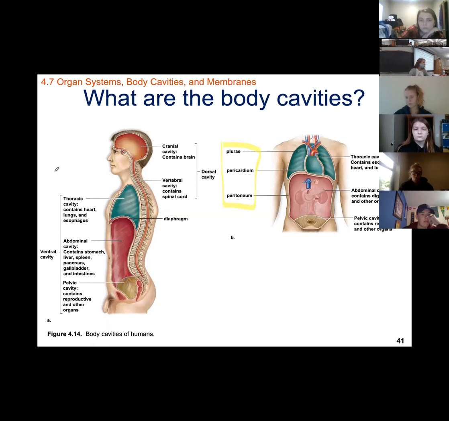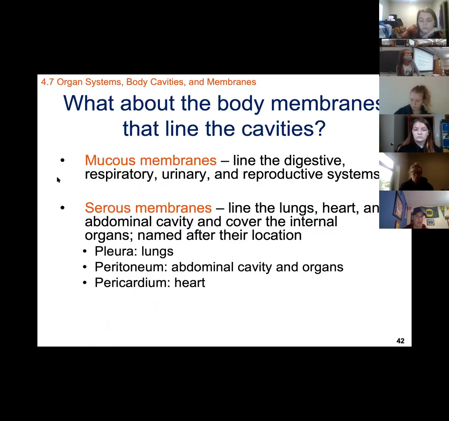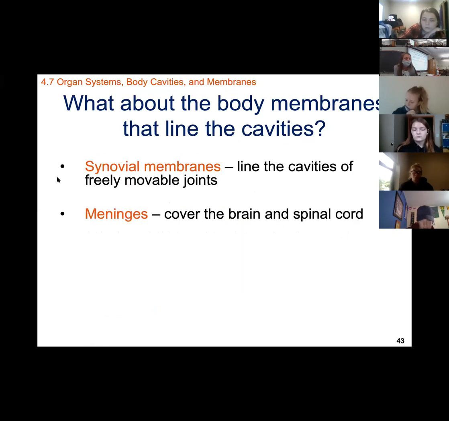Good. So those are the ones: the pleura is the lungs, the peritoneum is the abdominal cavity and the organs, and the pericardium is the heart. The way I remember pericardium is the root word cardi, like cardio or cardiovascular. That one helps. The peritoneum, wow, I said it right the first time. The peritoneum is the abdominal cavity and the organs, and the pleura is the lungs.